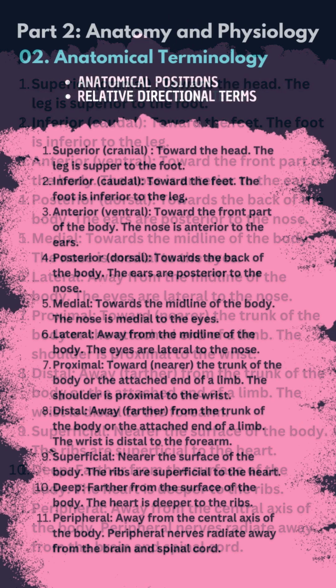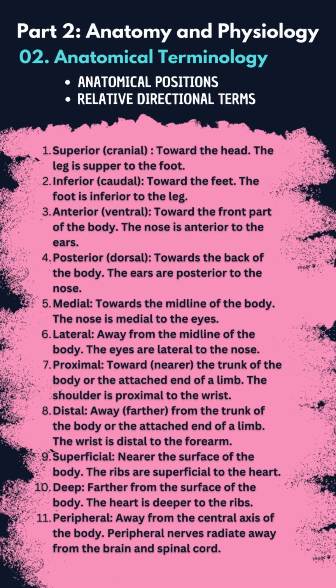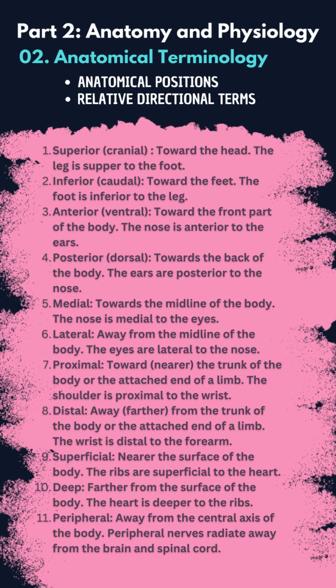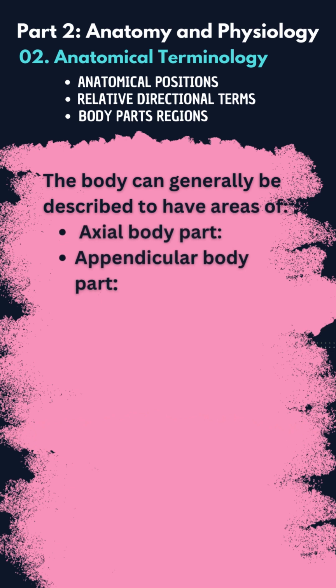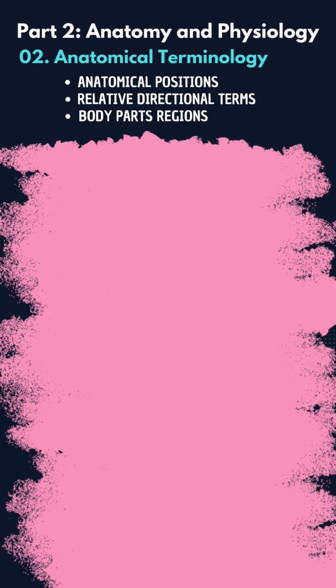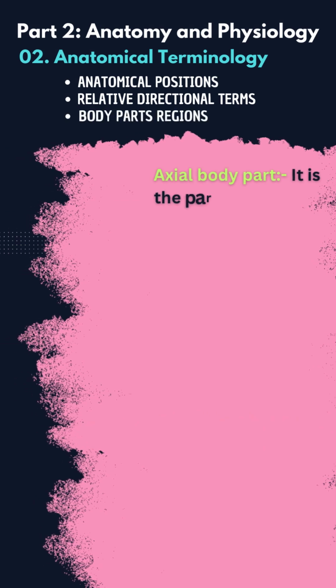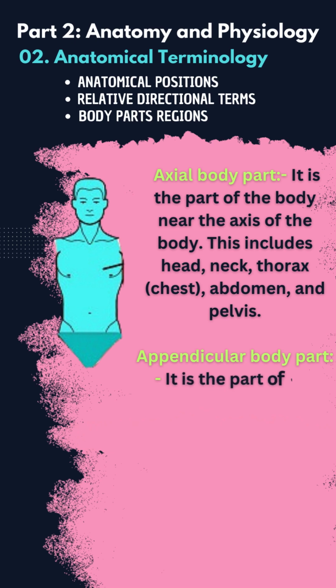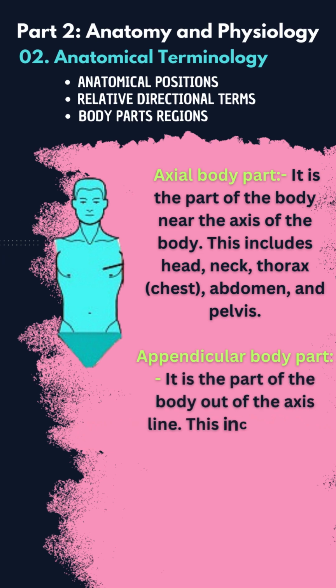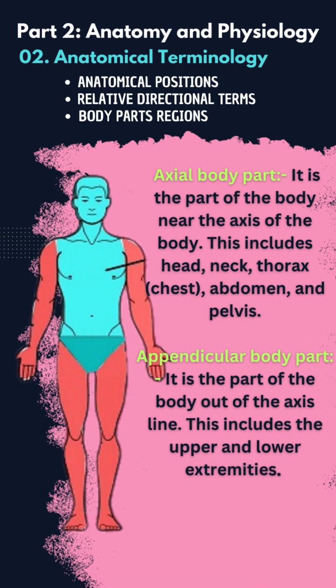Hope you have understood the relative directional terms used in anatomical terminology. Now, we'll move on to the next part, that is body part regions. The body can generally be described to have areas of axial body part and appendicular body part. So what is axial body part? It is the part of the body near the axis of the body. This includes head, neck, thorax, chest, abdomen, and pelvis. And the appendicular body part is the part of the body out of the axis line. This includes the upper and lower extremities.